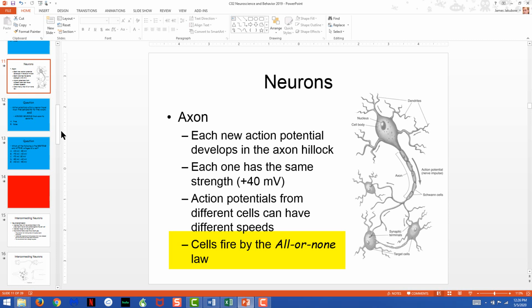One of the interesting things about this is that when you consider all of the various thoughts and different patterns of behavior that you can have, they are ultimately driven by the exact same type of electrical signal in any one cell. It's always a positive 40 millivolt signal.